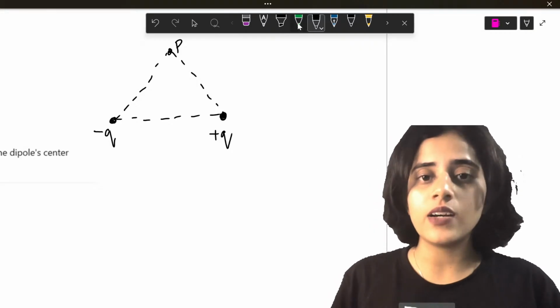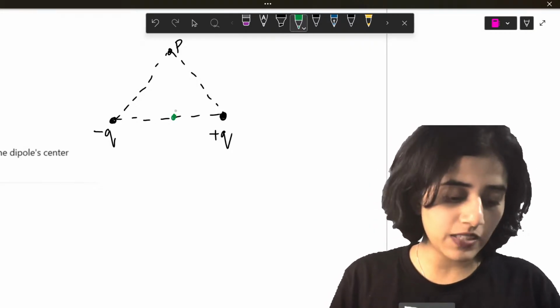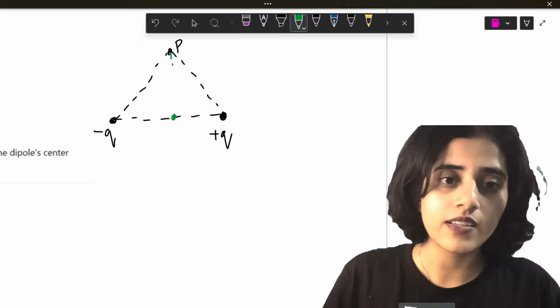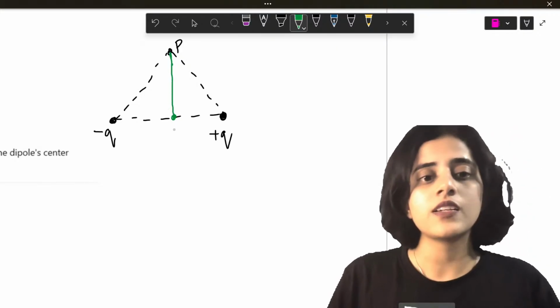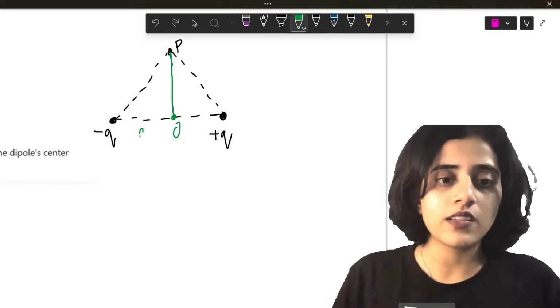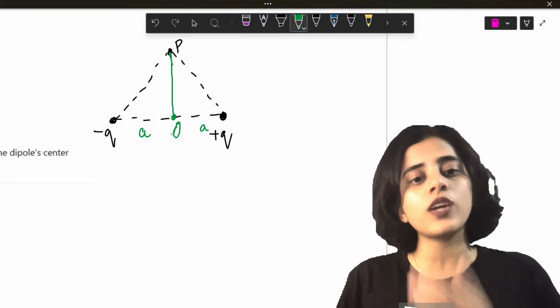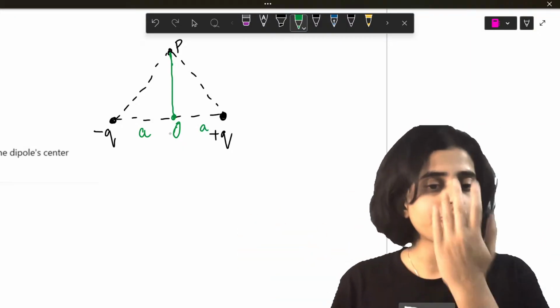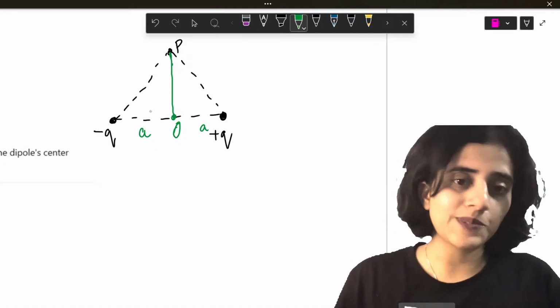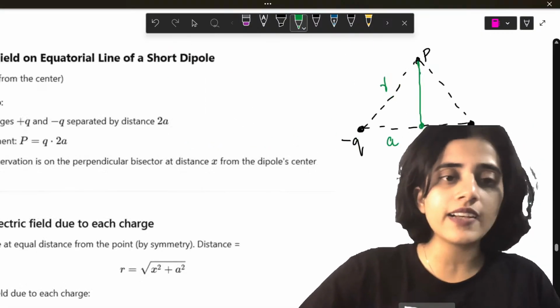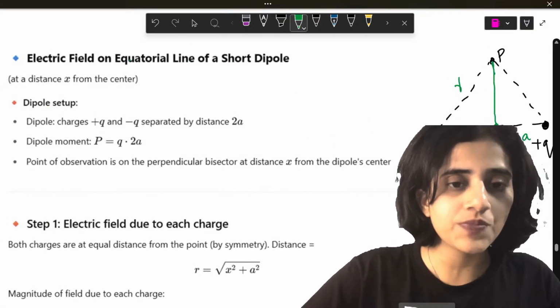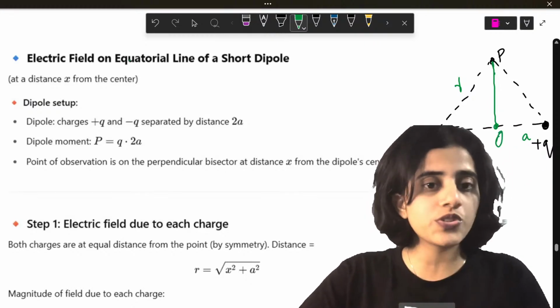Now let this be the midpoint, and this is the distance. The midpoint is O. This distance is a, and this distance is also a, so the total distance is 2a. Now let's think. Let me see if r is the alphabet used. Okay, r is the alphabet used.